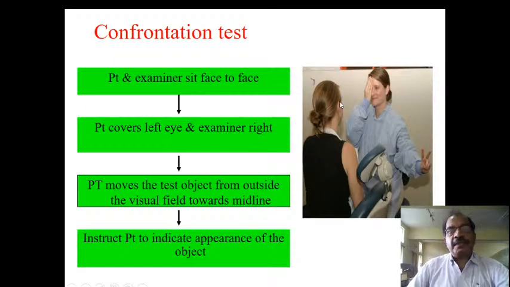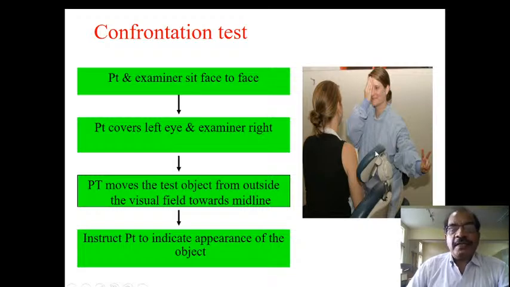So when it comes to bedside examination of the visual field, we follow the confrontation test. In that, the patient and the examiner will sit in front of each other. The distance between the two will be around 1 meter, and they should sit at the same level so that the eyes of the examiner and the patient are at the same level. So while you check one eye of the patient, for example, if you want to check the left eye of the patient, you should use your right eye so that they are on the same side.